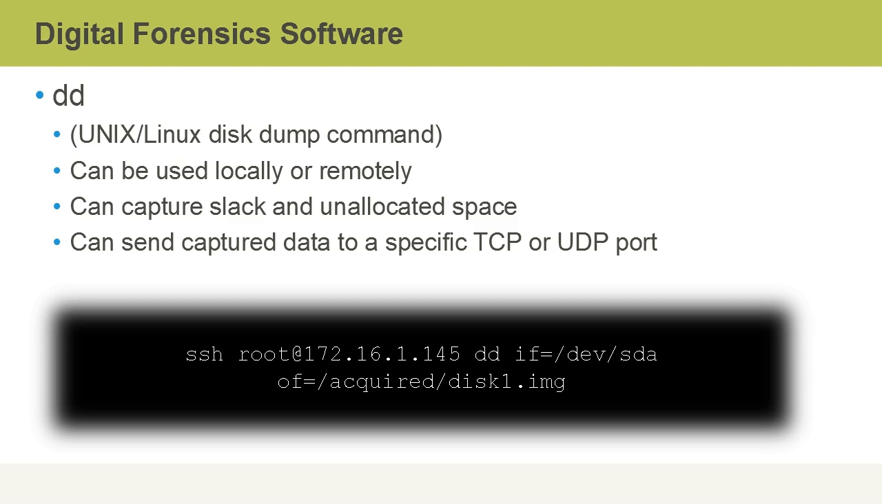Pictured in our example, we can see over the network a forensic analyst executing the SSH command to connect as root over the network to a device with a specific IP address and then remotely running the dd command. Now the dd command specifies an input file, in this case /dev/sda, the entire disk, and the of option for output file, where we're storing data in an image file called disk1.img in an acquired folder.